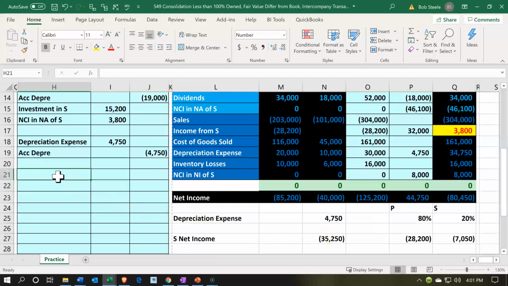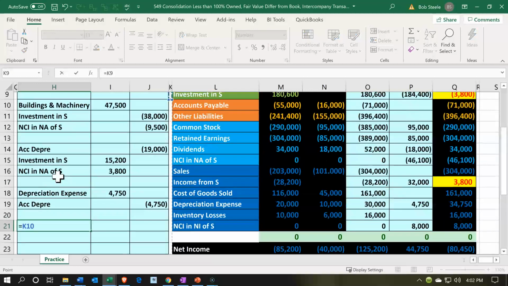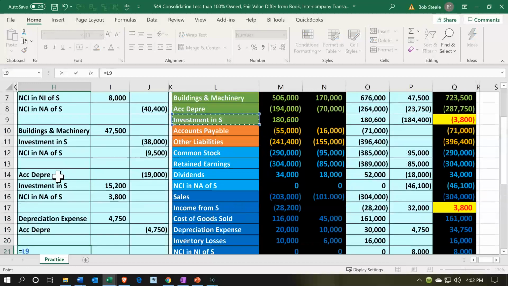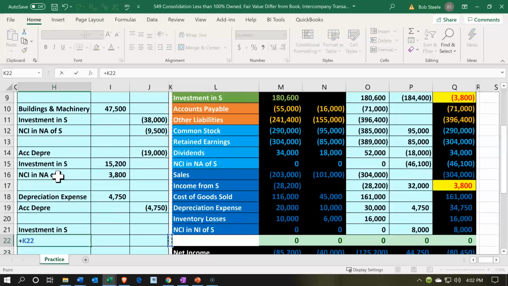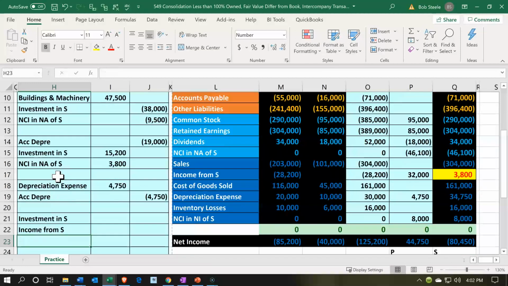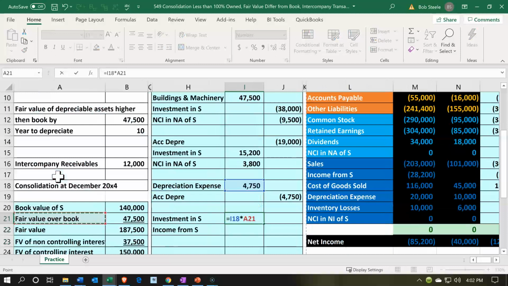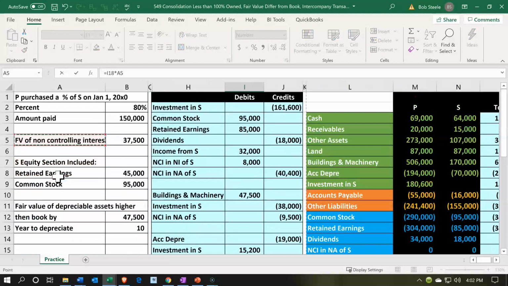So let's go to the investment side of things, to the controlling interest first. So I'm going to say, all right, so the investment, we're going to pick up the investment account up top, investment in S, and the other side is going to be in the income from S. And I'm going to pick up that 4,750 times the 80%, times 80% for the controlling interest.